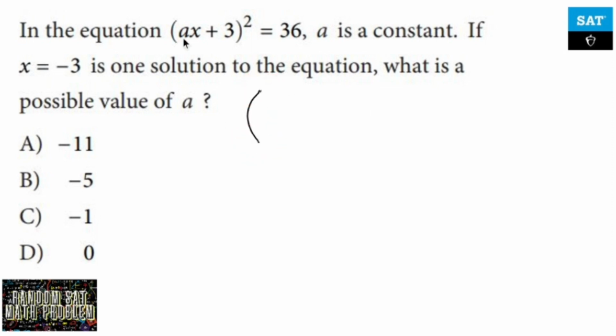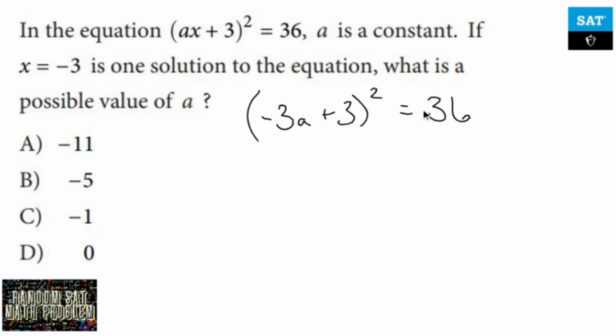Let's plug in negative 3 for x. So I'm looking at this is ax, but I'm going to swap things and make x negative 3. I'm going to put a right there, plus 3 squared equals 36. I could FOIL this out, but I'm not going to do that at all. This looks very much like completing the square.